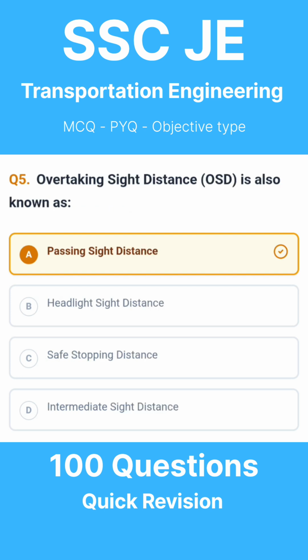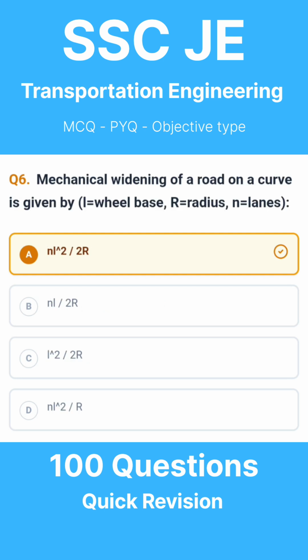Question 5. Overtaking sight distance. Overtaking sight distance is also known as. The correct answer is passing sight distance. Question 6. Mechanical widening of a road on a curve is given by L equals wheelbase, R equals radius, N equals lanes. The correct answer is NL²/2R.